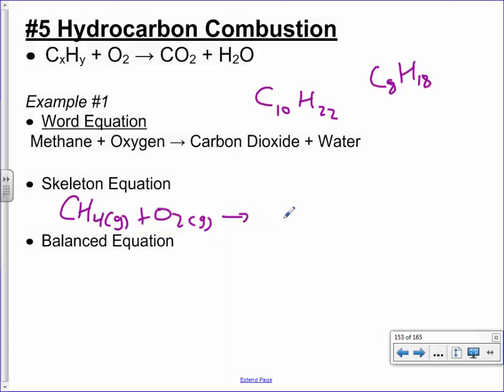Carbon dioxide, CO2, probably also a gas, I'm guessing. And good old water, H2O. You know what, 9 times out of 10, if you put liquid, I'd probably say you're right. But when you blow something up, usually it gets hot and it vaporizes the water.